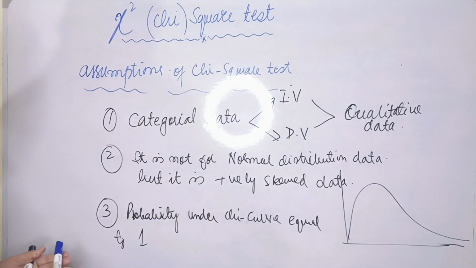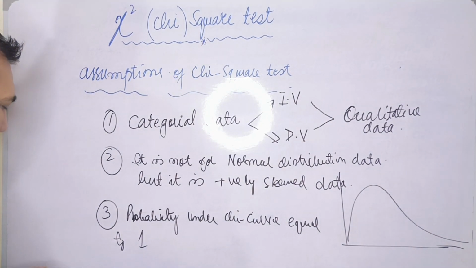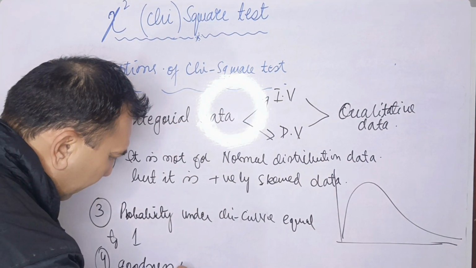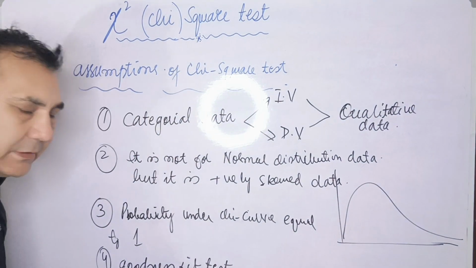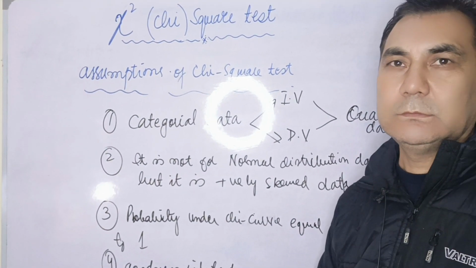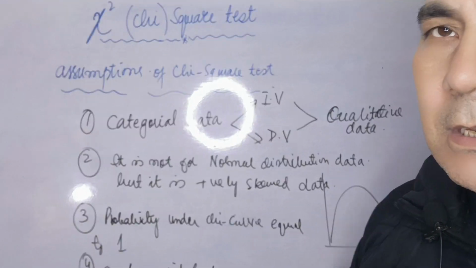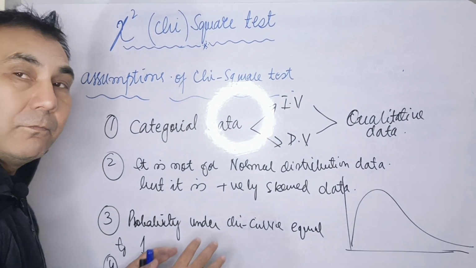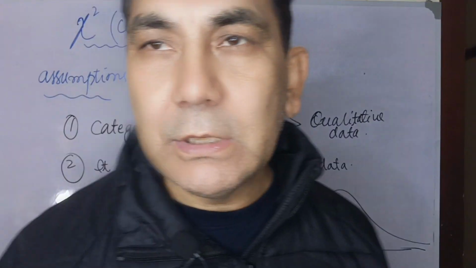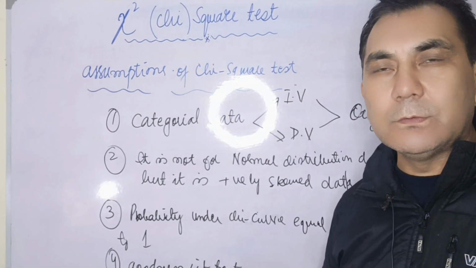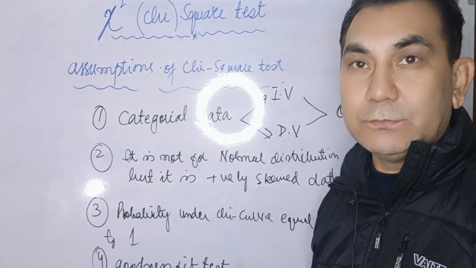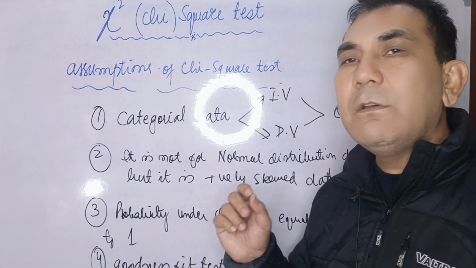So the chi-square test is also called the goodness of fit test. Goodness of fit test means the frequency of each observed value fits their given expected value in the chi-square test. Means each observed frequency value fits their given expected frequency value. So it is called the goodness of fit test.